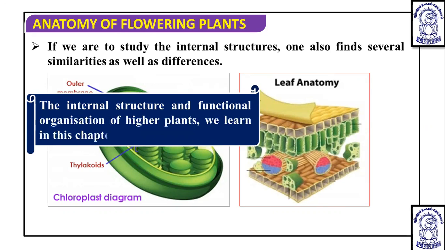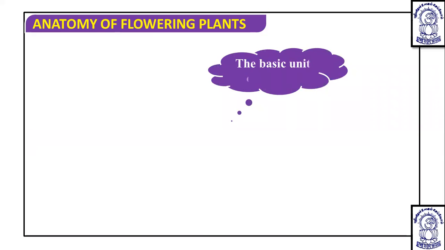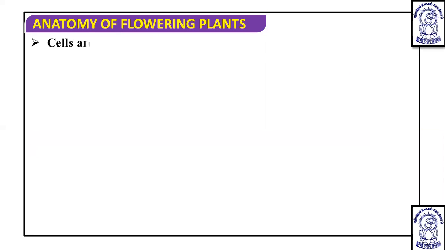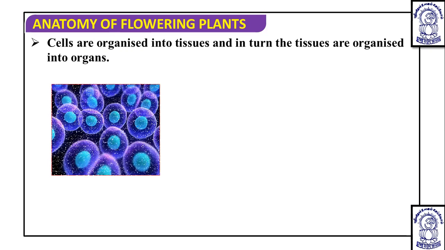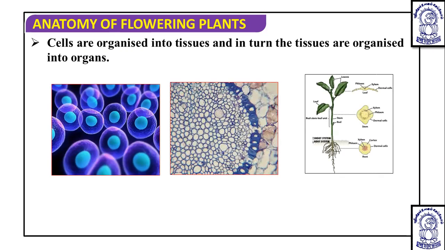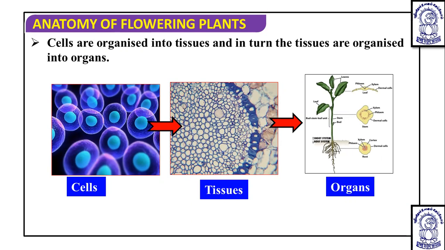The internal organization, internal structure and functional organization of higher plants comes under the part of anatomy. The basic unit of a plant is the cell. We know that cells combine and organize to form a tissue. So tissue is nothing but a group of cells. And when tissues further organize, they form an organ. So cells form tissues and tissues form organs. This way the organization goes on, and different organs interact to form the whole plant body.